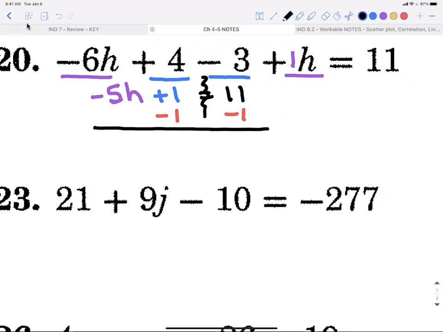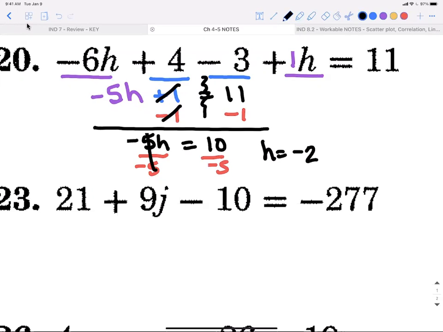Okay, when I do that, my +1 and my -1 go away, and I'm left with -5h equals 11 minus 1 is 10. Now I'm ready to break that final bond of multiplication or division. And in this case, it is a multiplication problem. So I'm going to divide off a -5 from both sides. And when I do, I get h equals +10 divided by -5 is -2.